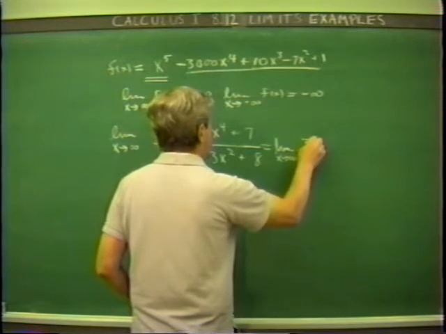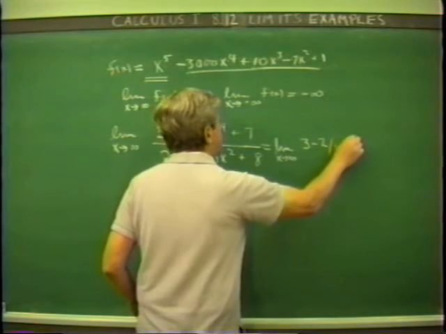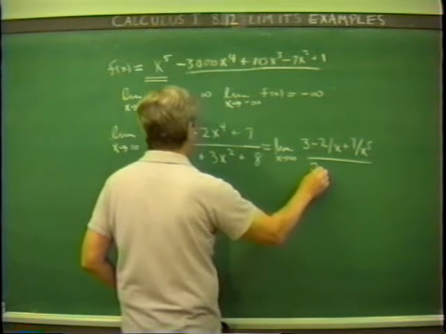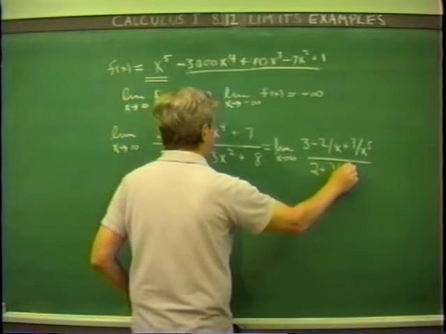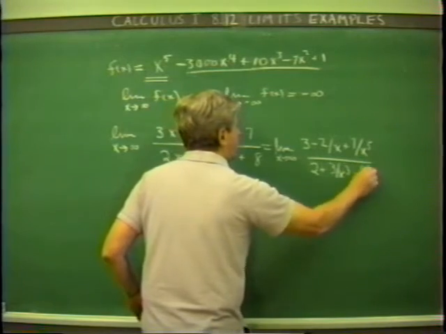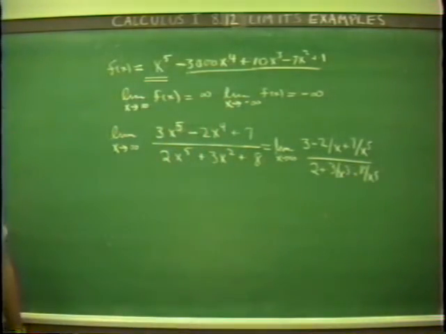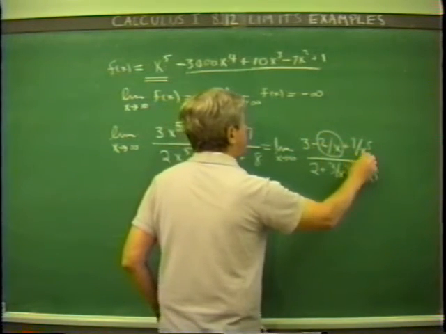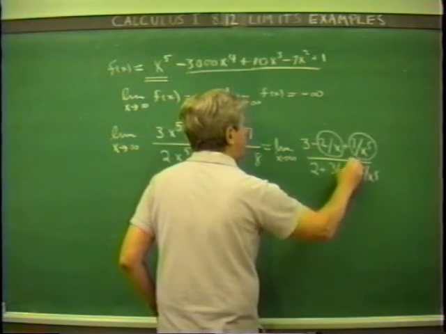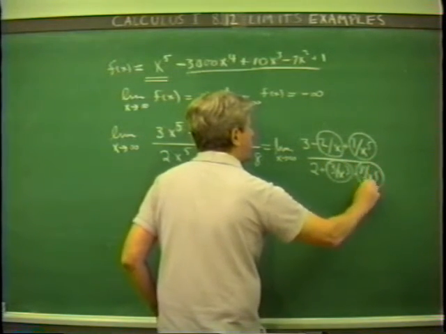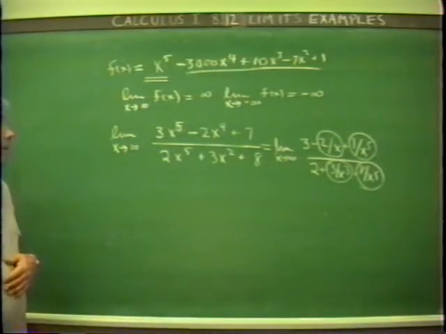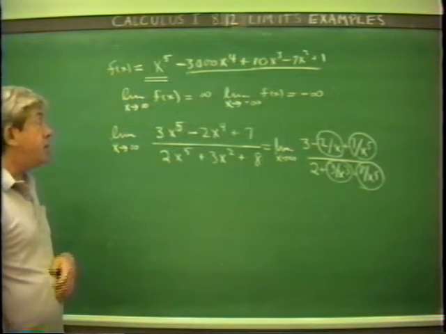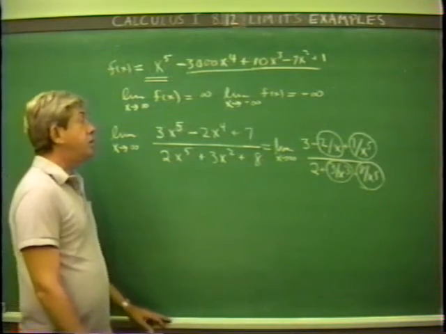So this is going to be equal to the limit as x approaches infinity of 3 minus 2 over x plus 7 over x to the fifth divided by 2 plus 3 over x cubed plus 8 over x to the fifth. And now, as x approaches infinity, this is going to approach 0, this is going to approach 0, this is going to approach 0, and this is going to approach 0. And so the numerator is going to approach 3, and the denominator is going to approach 2.